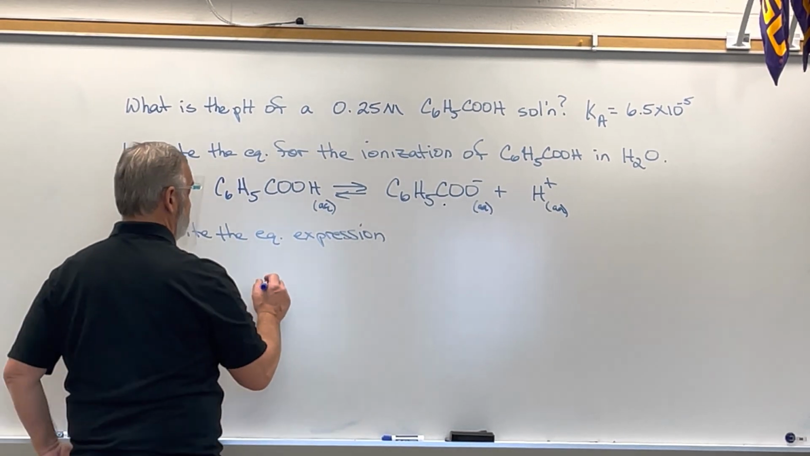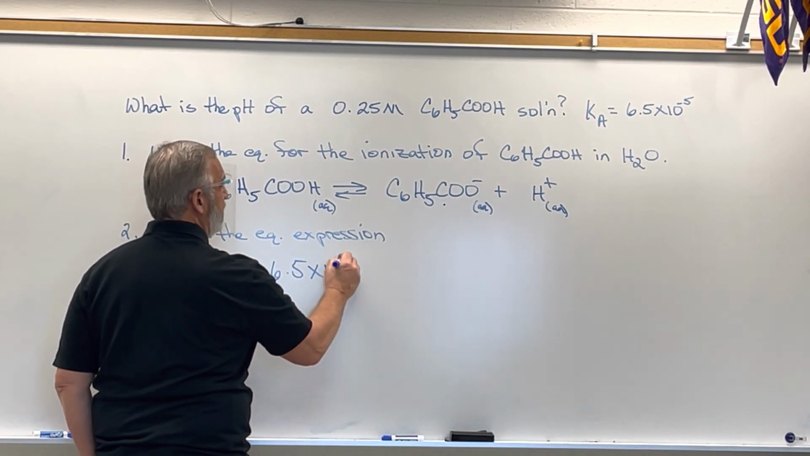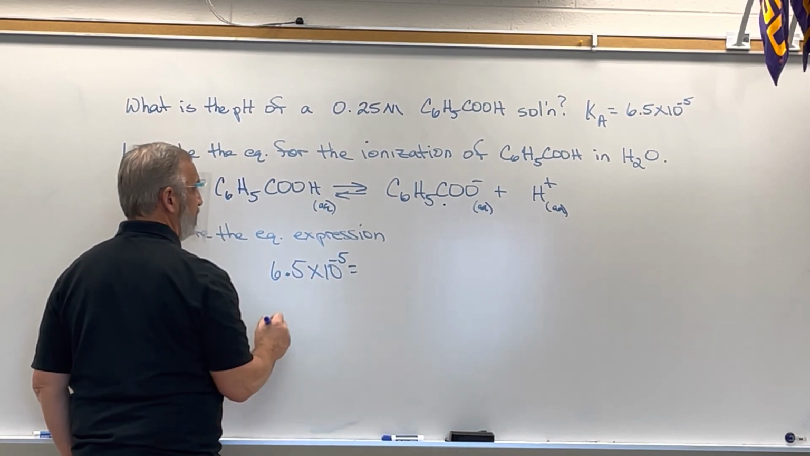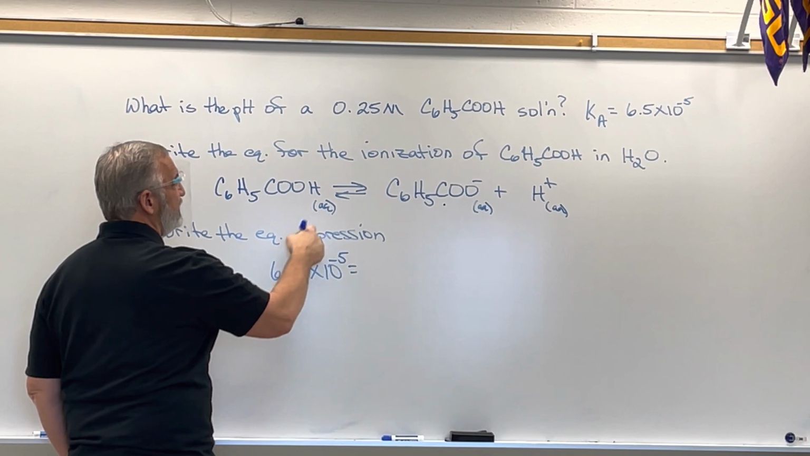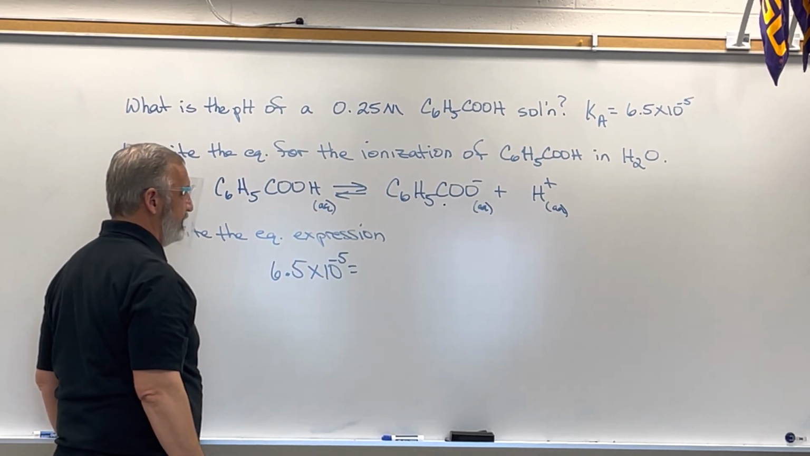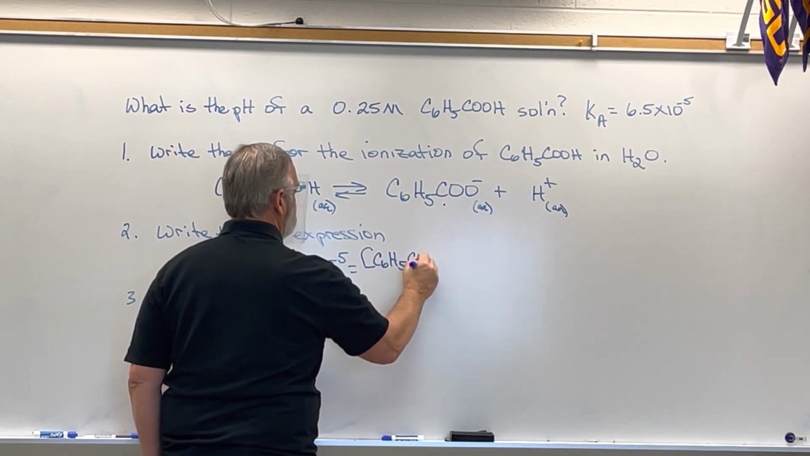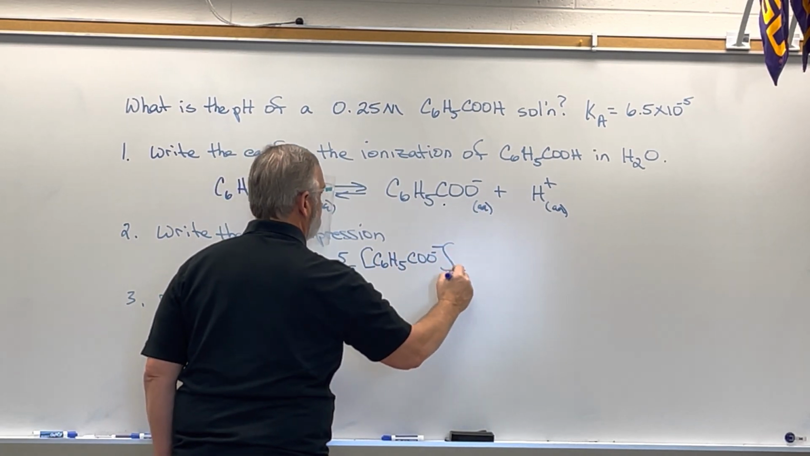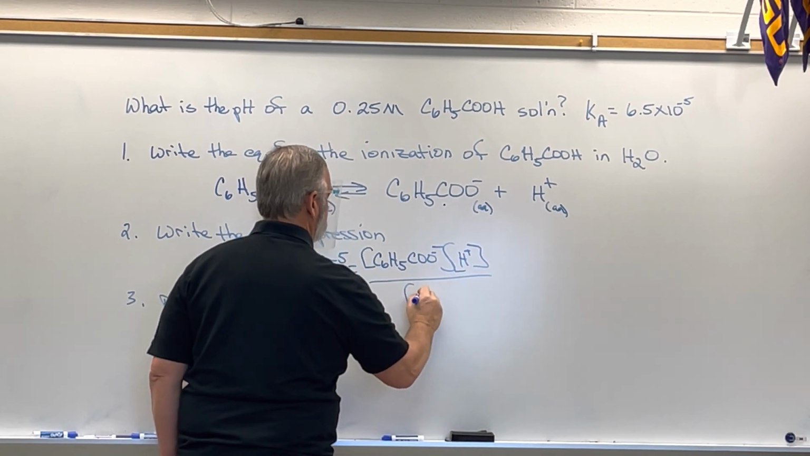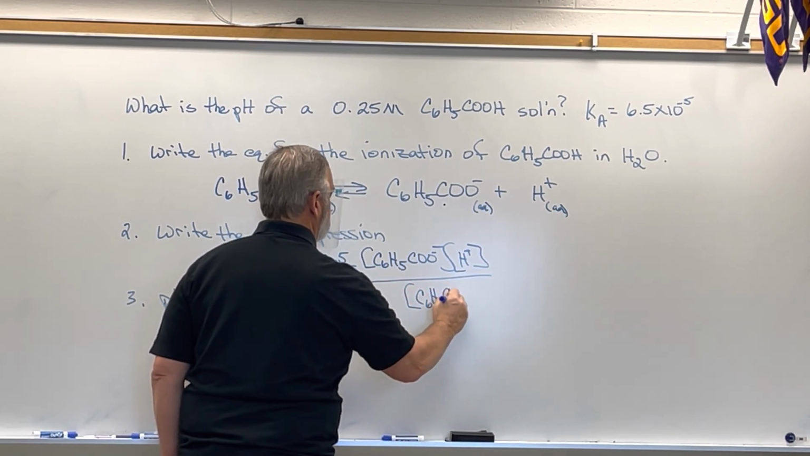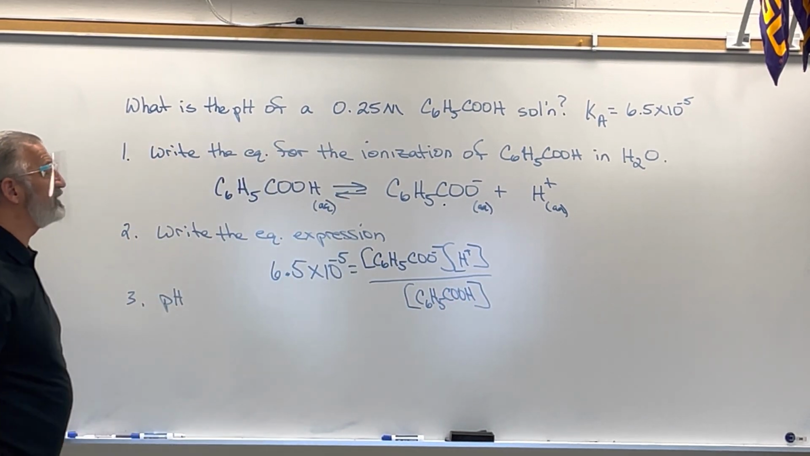Do you want me to add in the 6.5 times 10 to the negative? We can include that since we know it. Do you want me to put in the numbers or just the actual expression? When it's asked for this, they don't want numbers. Okay, so C6H5CO minus, and then the H plus, and under it is the C6H5COOH. Okay, so that's my equilibrium expression.